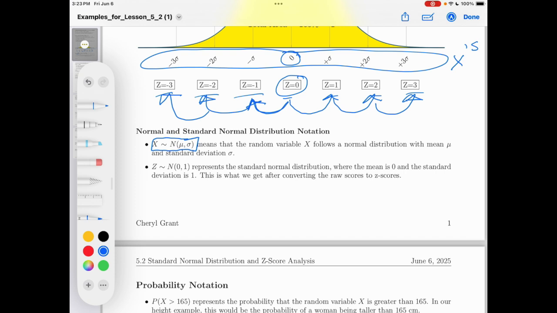Because when we're looking at the standard normal curve, the only thing that changes with our notation is instead of using x's, we use z's to indicate we're doing the standard normal curve. And our mean and our standard deviation is always 0 and 1 for the standard normal distribution.